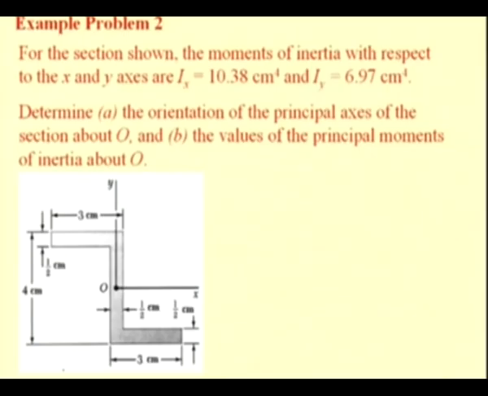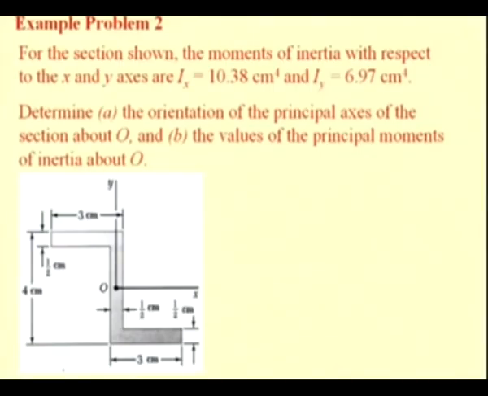Let us take one example to illustrate how we find these principal moments and the axes of these principal moments. Here you see an area which is symmetric about this OX and OY. The various dimensions are given, and it is also known that the second moments of this area with respect to x and y are given to you as 10.38 centimeter to the power of 4 and 6.97 centimeter to the power of 4.